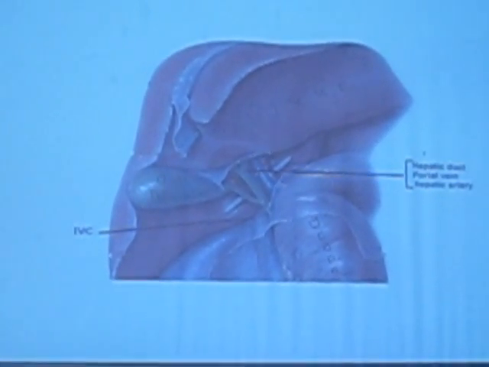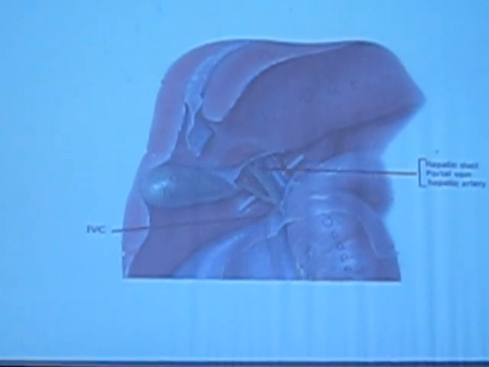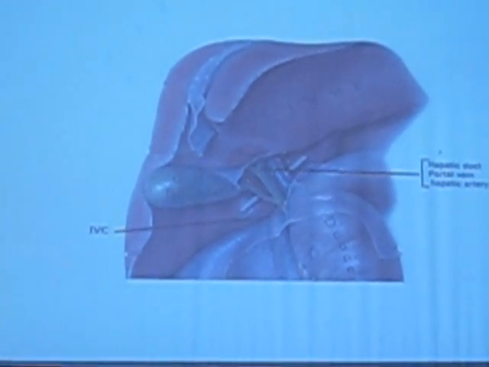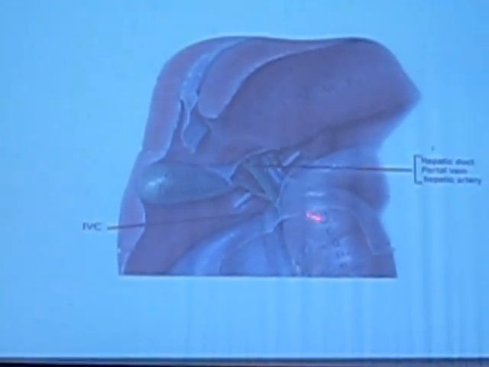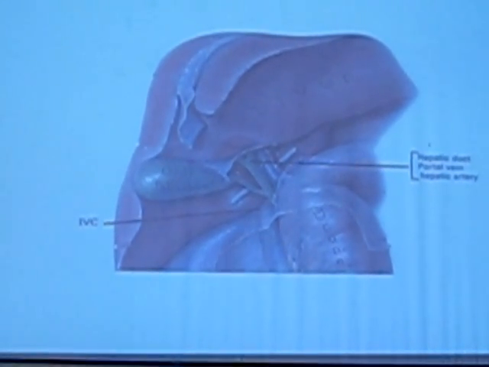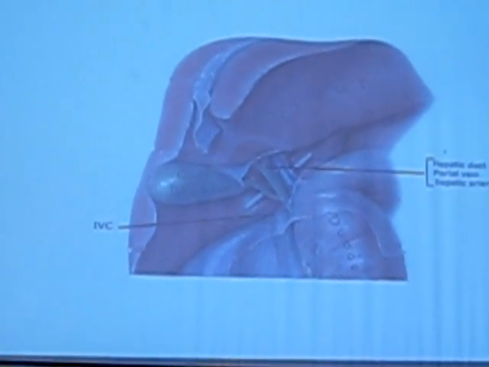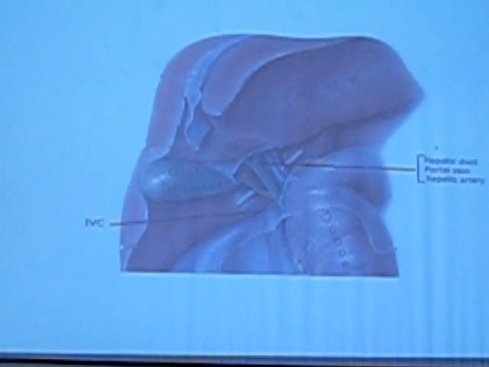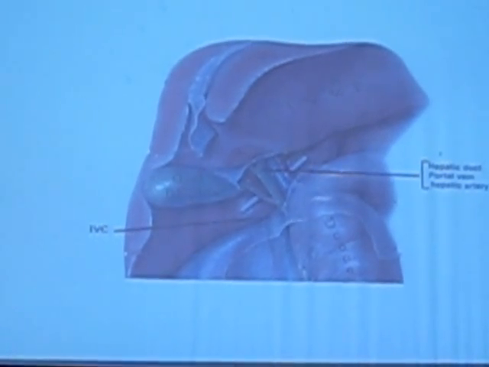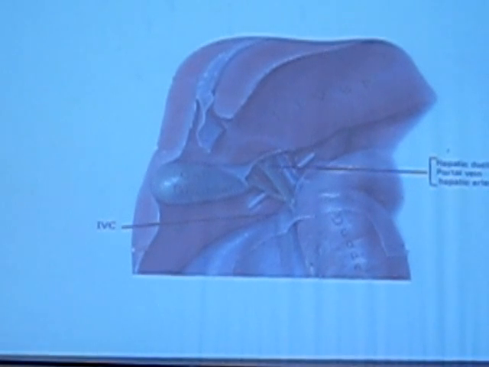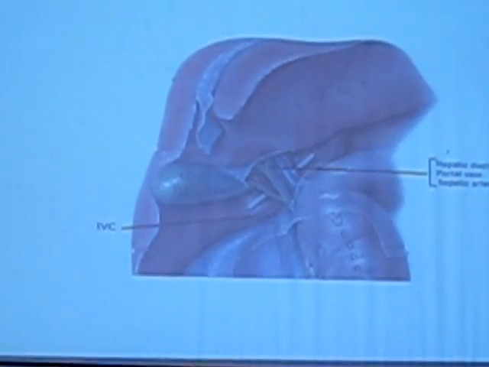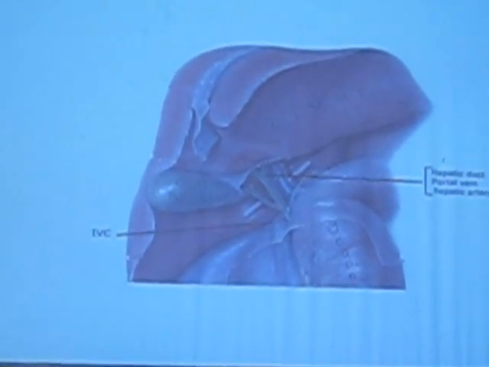So, if I say to you that the cystic duct is present in this area, lying in the free edge of the gastrohepatic ligament, what would be your answer? No, definitely not. The cystic duct is not related to the free edge of the gastrohepatic ligament.